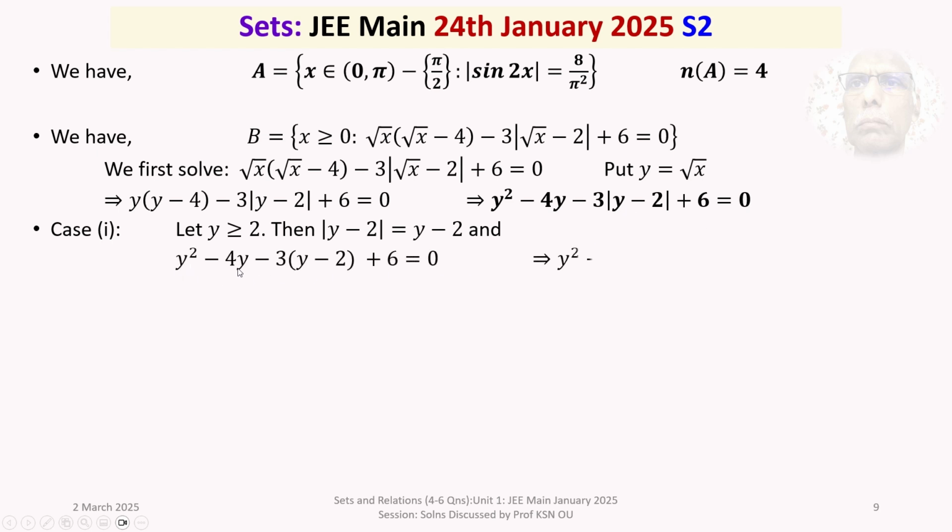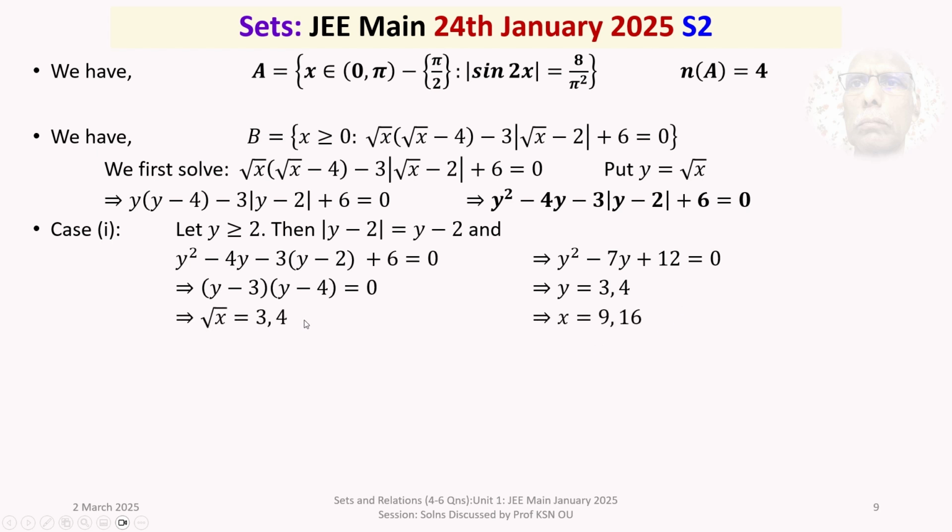So y square minus 4y plus 3 times mod y minus 2, which is y minus 2, plus 6. Simplify, you will get y square minus 7y plus 12 is equal to 0. And the factorization is very easy. Y minus 3 into y minus 4 is equal to 0. That implies y is equal to 3, 4. That is root x is equal to 3, 4. Squaring, you will get x is equal to 9, 16.